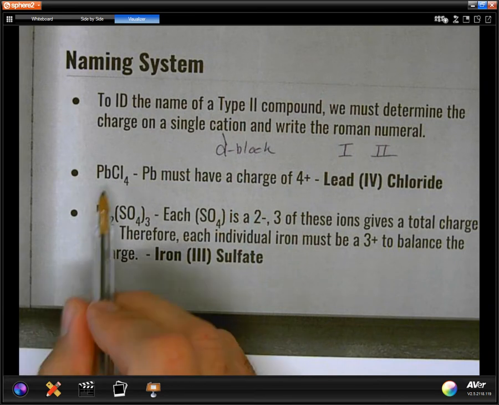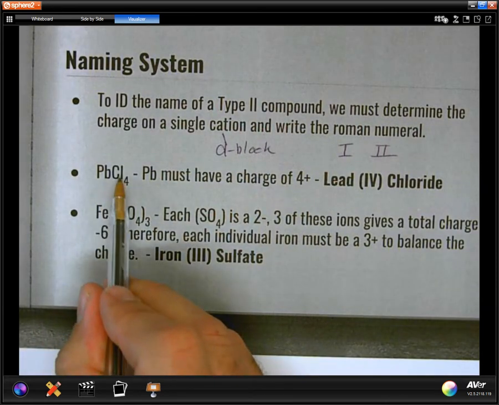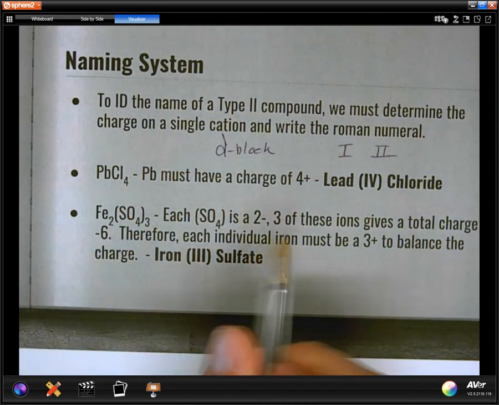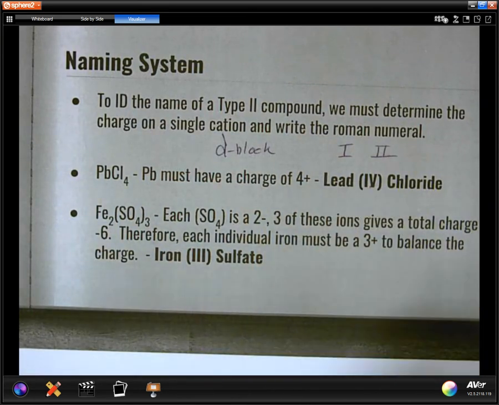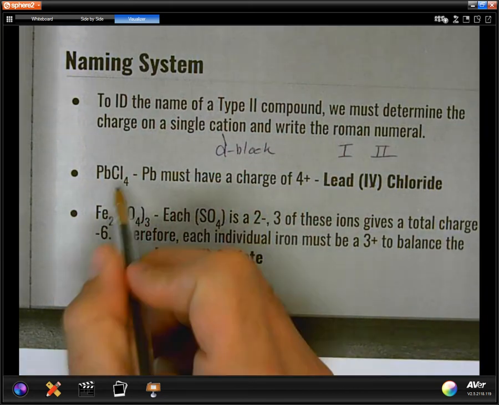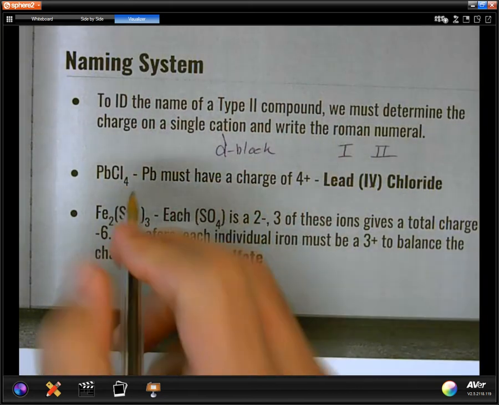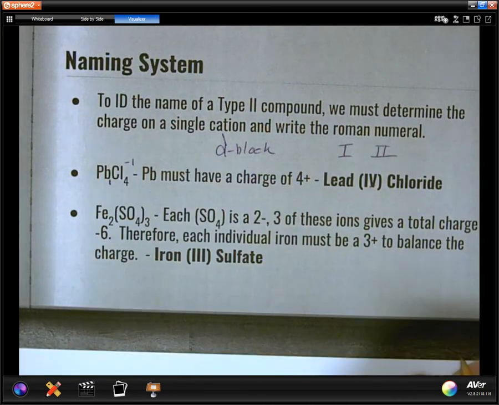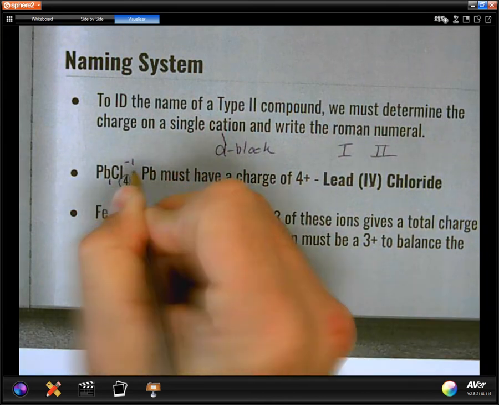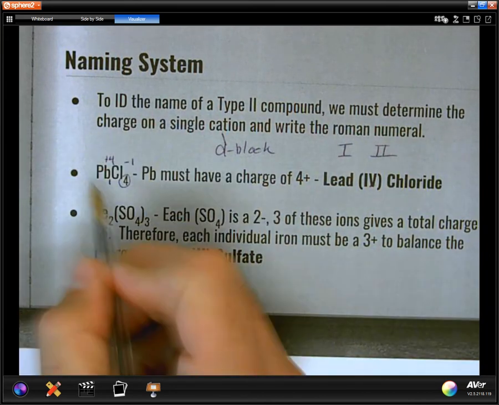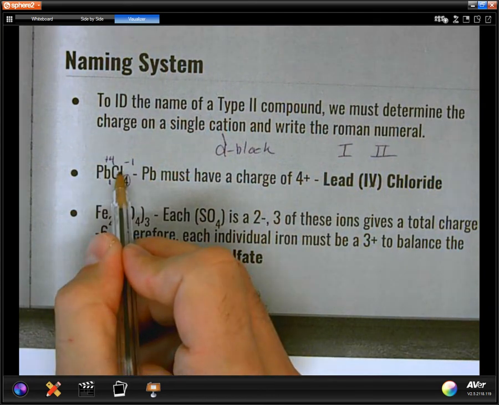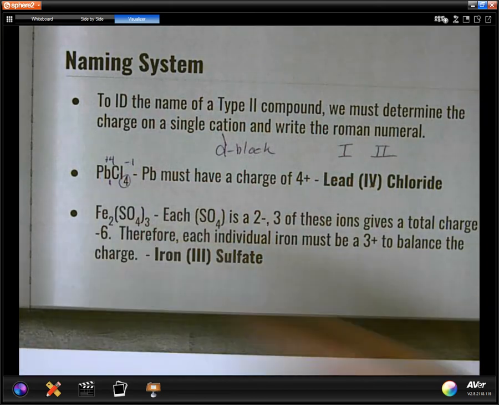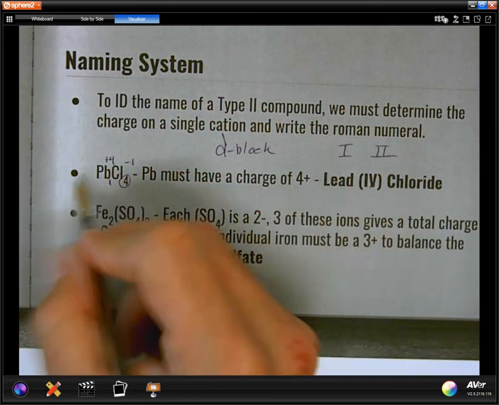For example, if I have lead with four chlorines in my formula, we can write out the name, but we have to include the charge for lead. How do you do it? We're just going to do the opposite of what you saw in the last video. Remember that cross idea? Since there's a 1 here, chlorine has a -1 charge. Since there's a 4 here, lead will have a +4 charge. Remember, cations are written first, anions second. So all you do is write down lead chloride just like before.